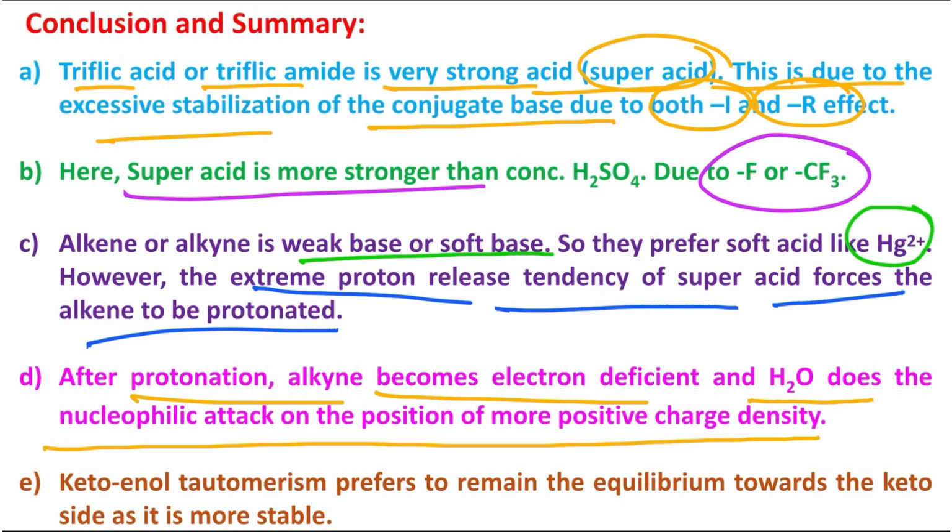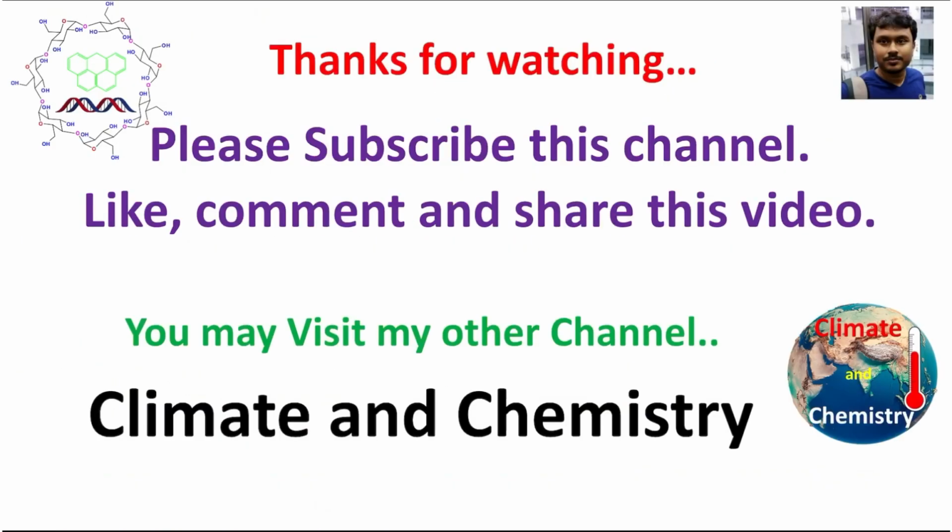And another thing, remember student, that keto-enol tautomerism prefers to remain in equilibrium towards the keto side as it is more stable, unless, I repeat, unless there are some other X factor which provides some additional stabilization. So generally in keto-enol tautomerism, the keto is preferred. So this is the end of this discussion.